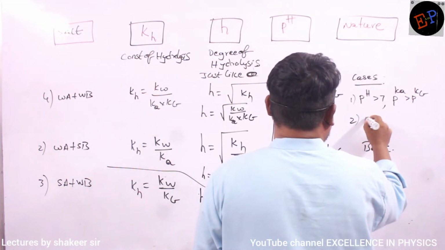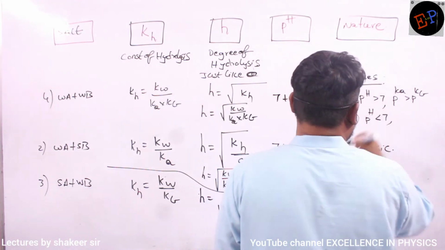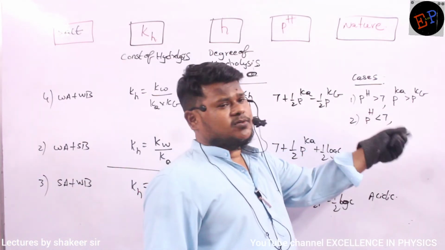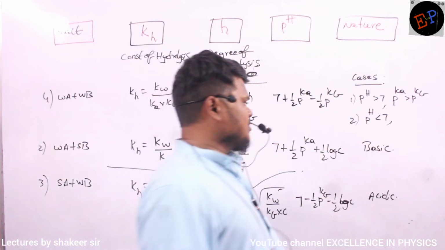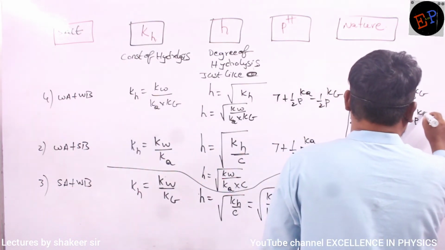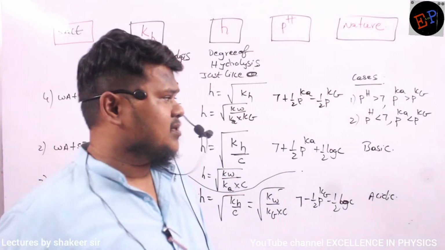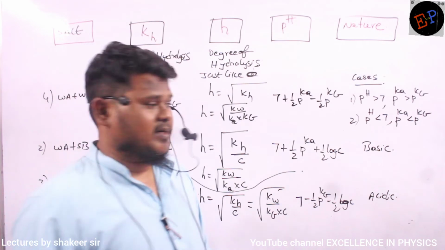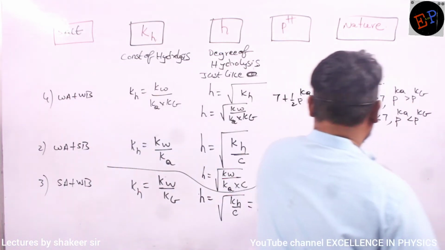Case number 2, if the pH value is less than 7, definitely pKa should be less than pKb. That's all. So pKa should be less than pKb. In this condition, definitely the salt will be an acidic salt because the pH value is less than 7. Clear now?